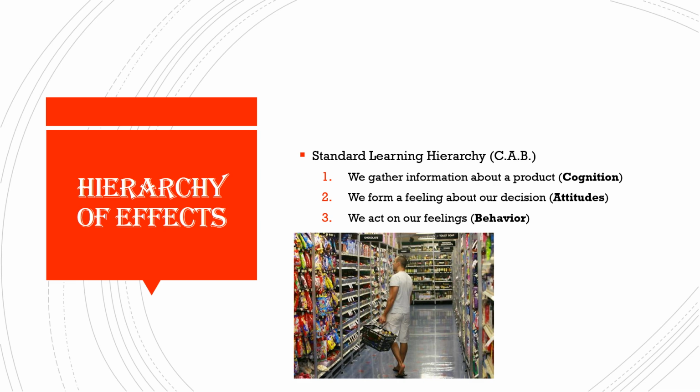Next, we form a feeling about our decision. Attitudes, how we feel about something. Do we like what we're hearing? Do we like what we're seeing? Or do we not like it? And then finally, we act on it. We either buy it or we don't. So this is sort of the normal way that things occur in general. Cognition, we think it through, we decide on how we feel, and then we buy it. That's the standard learning hierarchy. So you need to know the standard learning hierarchy.